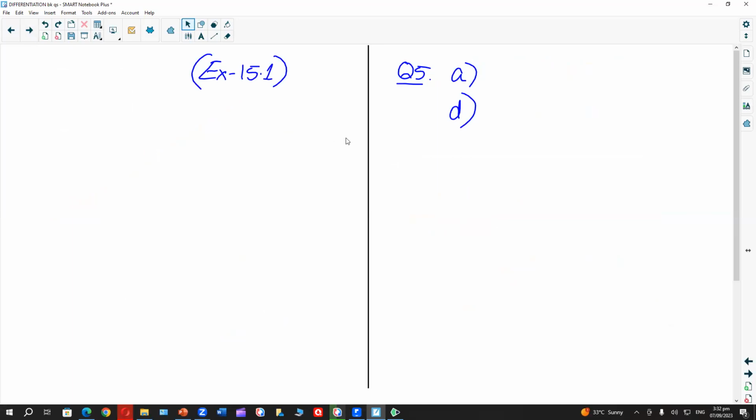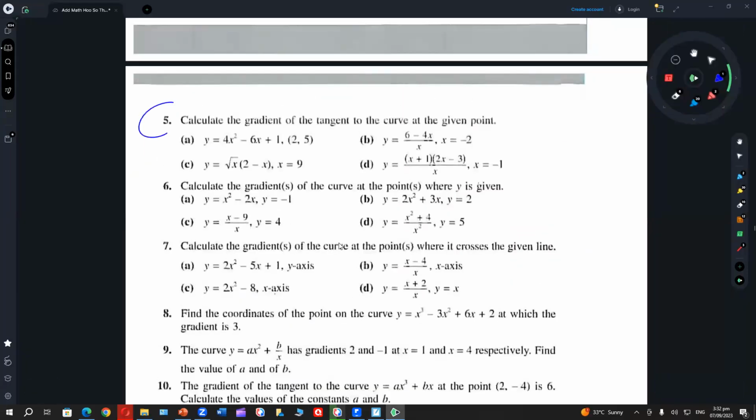Now you have to give a reference. Question number 5. How does the question appear? Look at the screen. Question number 5. Calculate the gradient of the tangent to the curve at the given point 5A. Y is equal to 4x square minus 6x plus 1. Look at the coordinates 2, 5. 2, 5 means x is 2 and y is 5. So copy the first part, only the first part.